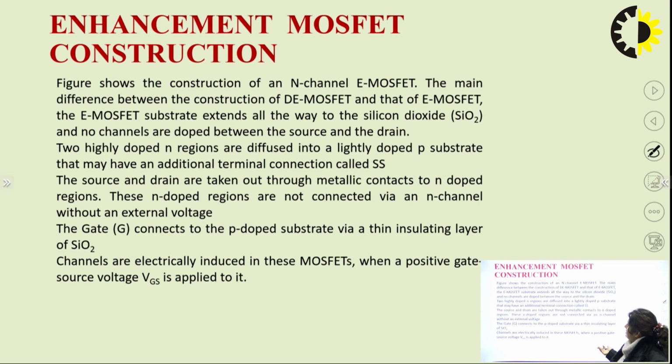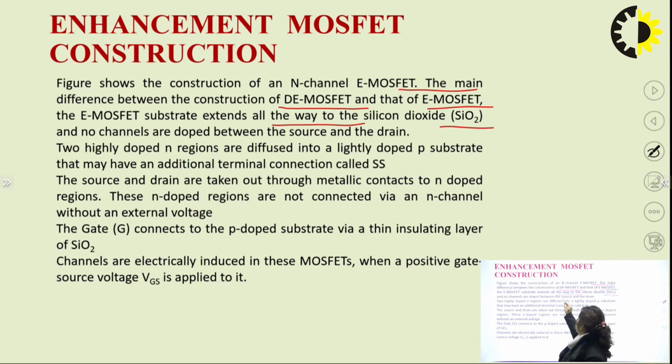So next we can see from the theory itself, and we have already discussed the enhancement type of MOSFET construction. These figures show the construction of an N-channel E-MOSFET. The main difference between the construction of depletion type and enhancement type MOSFET is that the substrate extends all the way to the silicon dioxide, and no channels are doped between the source and the drain. So obviously in the enhancement type of MOSFET there will be no channel between the source and the drain, as in the case of the depletion type of MOSFET. This is the first point which we have to see.